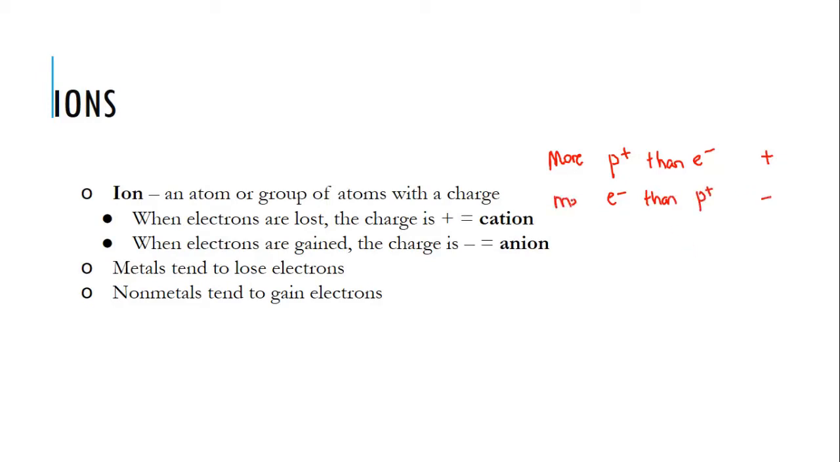And what if they were equal to each other? If they were equal, if protons were equal to electrons, then you ended up with a neutral atom. You have something with no charge.